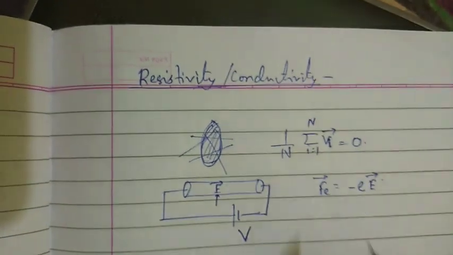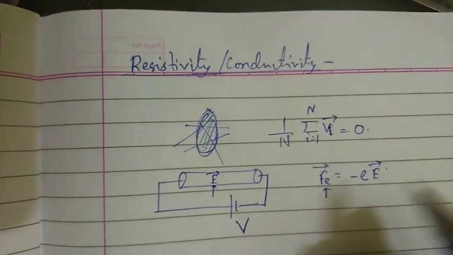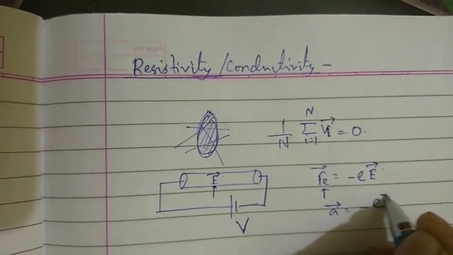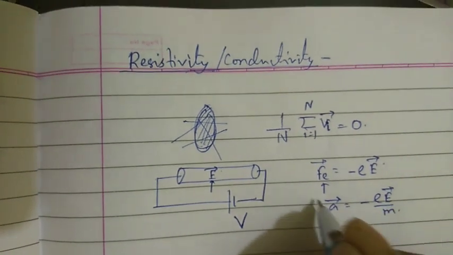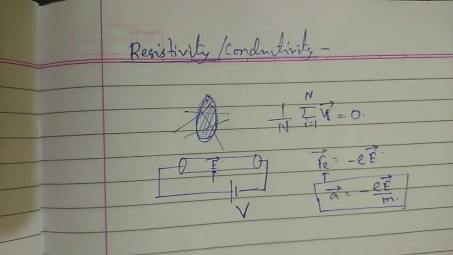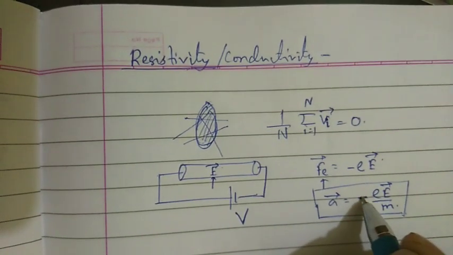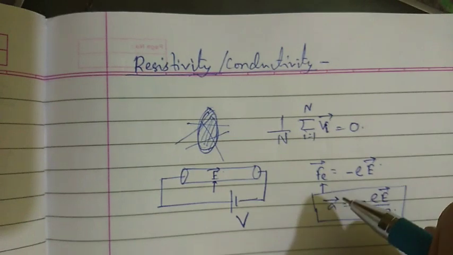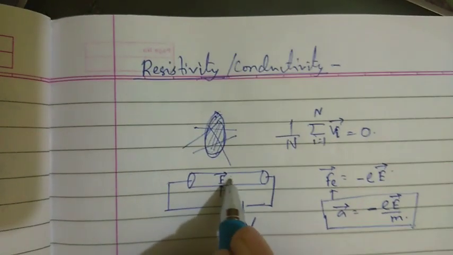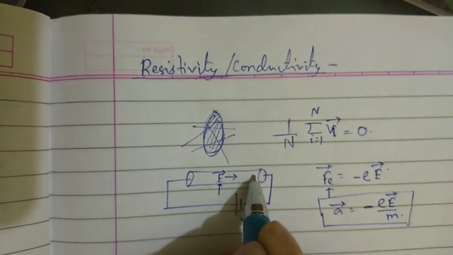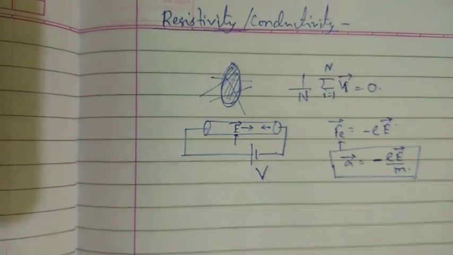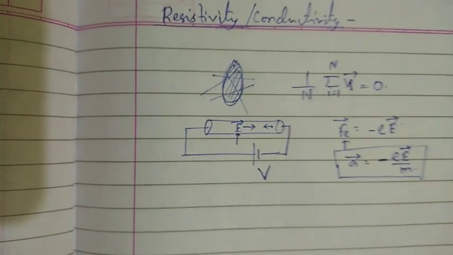So with this force they will have an acceleration, which can be written as a equals force divided by mass. So they will be accelerated like this, and since the charge is negative, they will actually be accelerated opposite to the electric field. So with the introduction of the electric field in this direction, the electrons will start moving in this direction.